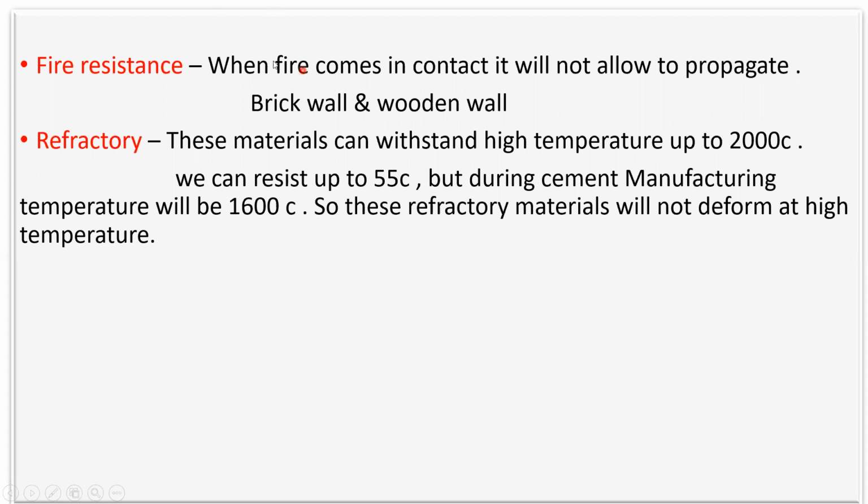That is, whenever fire comes in contact with that material, it will not allow the fire to propagate. Let us say I have a brick wall. Okay. So in the brick wall, what will happen? The brick wall will not allow the fire to propagate. Whereas the wooden wall, yes, the wooden wall will allow the fire to propagate, whereas the brick wall will not allow the fire to propagate. This is called fire resistance.